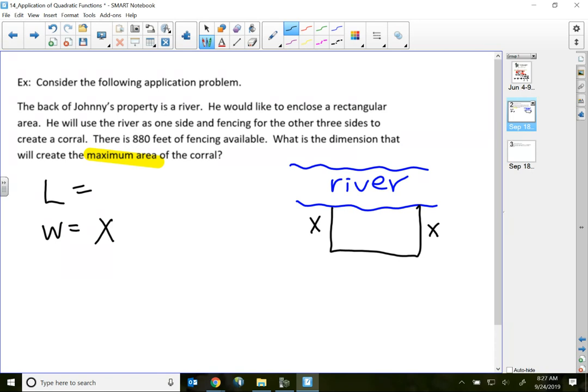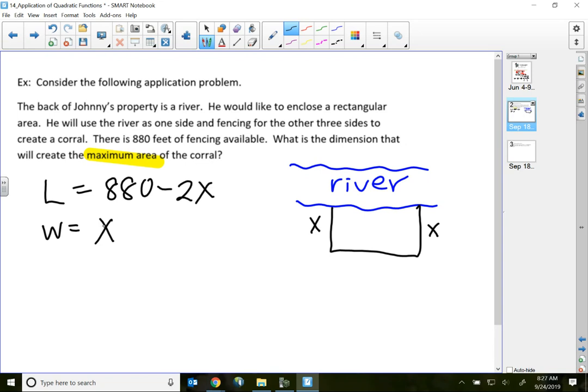Okay. It can actually cover two of the three sides. So since I have 880 feet of fencing that is for all three sides, the other two sides are x already. So that will be 880 total minus the one width and minus another width. So that will be minus 2x. So my length in terms of x will be 880 minus 2x.